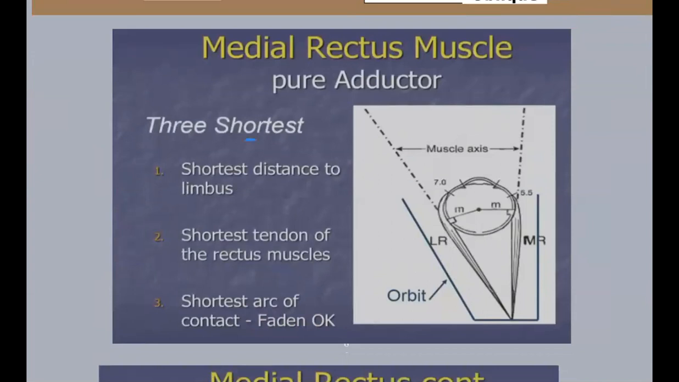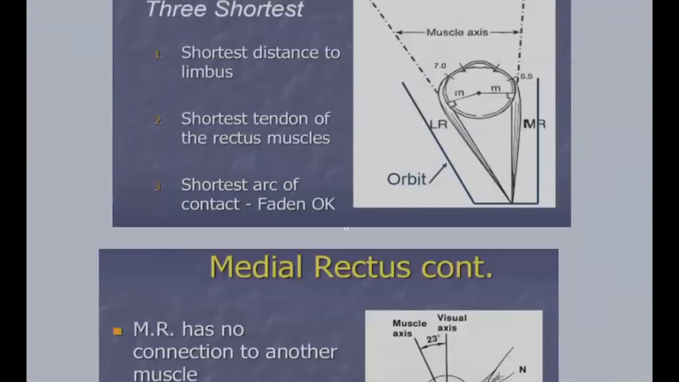It has the short distance to the insertion, and it has short tendons, because the inferior oblique has almost no tendon. Even so, the inferior oblique will be the shortest of all. But when I'm talking about the recti muscles, here it is the medial rectus muscle.